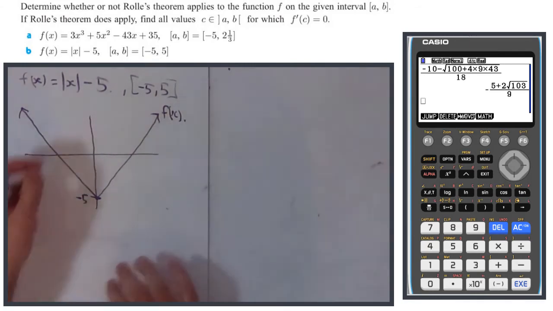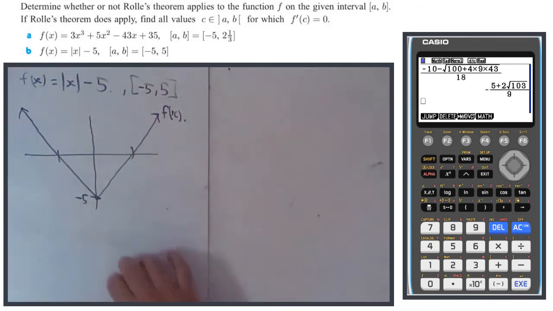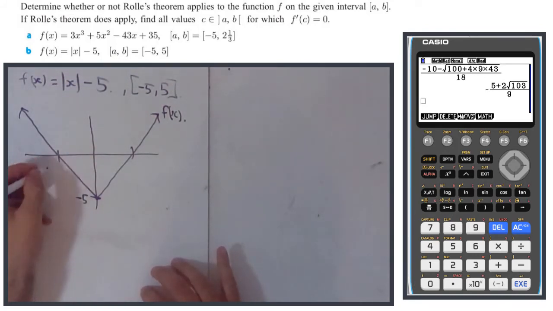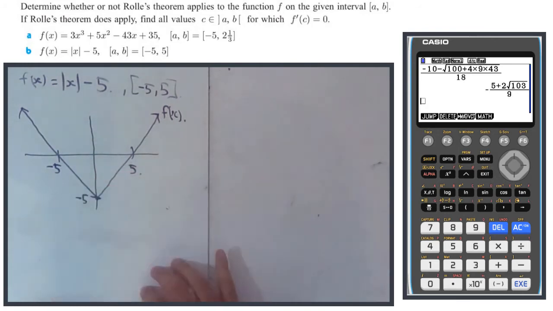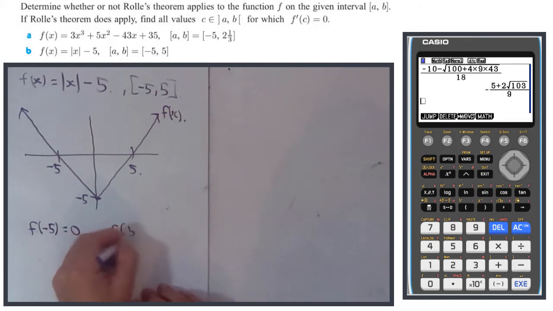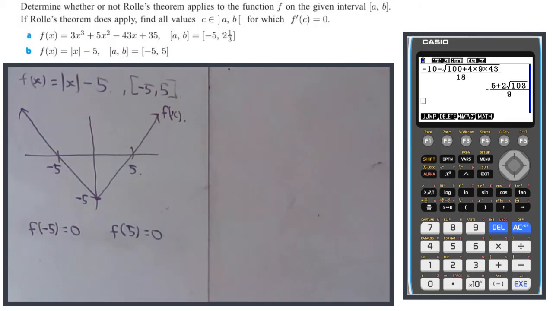And if you think about these x-intercepts, remember that's when y equals 0. So when does the absolute value of x minus 5 equal 0? Well, the absolute value of x would need to be 5. So x could be minus 5 or 5. So thinking about applying Rolle's theorem, some conditions are definitely met because f of minus 5 does equal 0. And f of 5 equals 0, right? So the conditions are that at the end points of the closed interval, the function needs to take the value of 0 at those points.